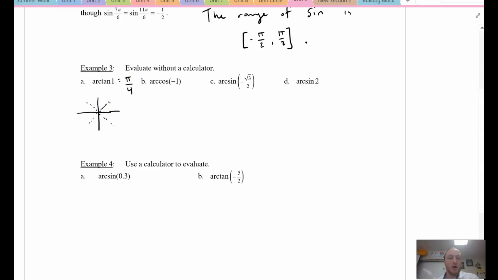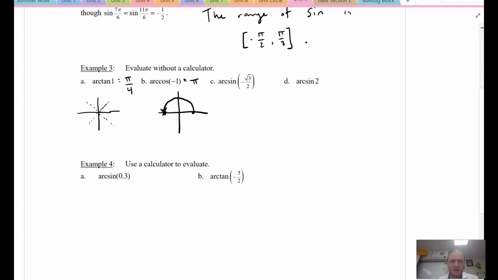So this is going to be pi over 4, at this angle here. All right, arc cosine of negative 1. Now I'm thinking about cosine, and I'll draw a quick unit circle. Cosine's range goes from 0 to pi, and where is cosine, our x value, equal to negative 1? Well, that occurs right here at pi.